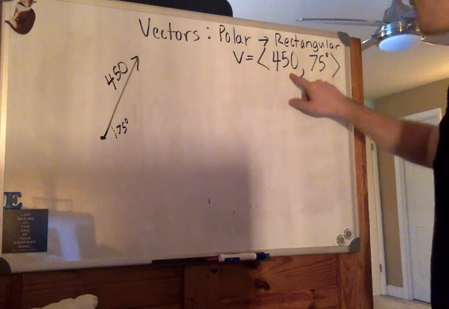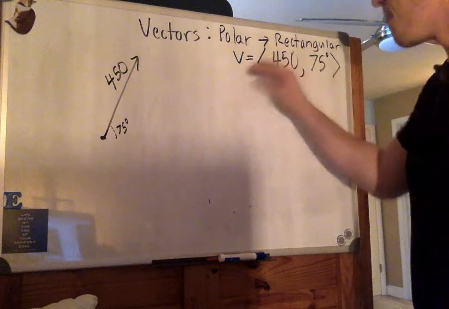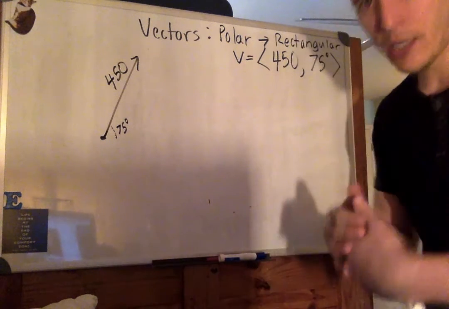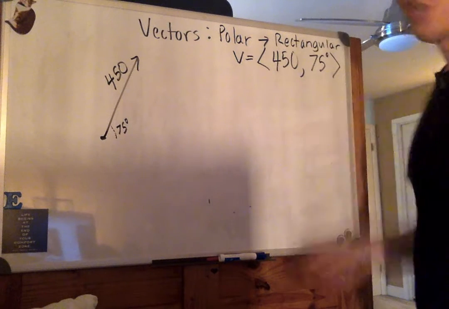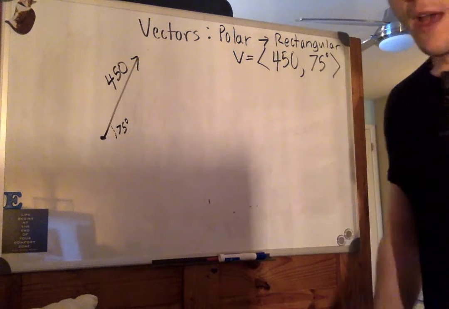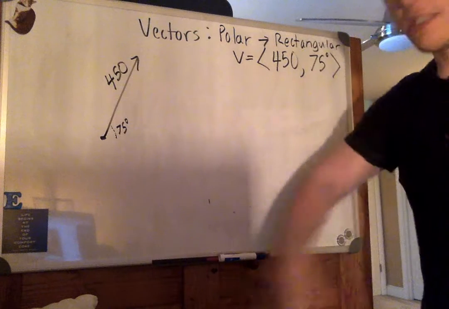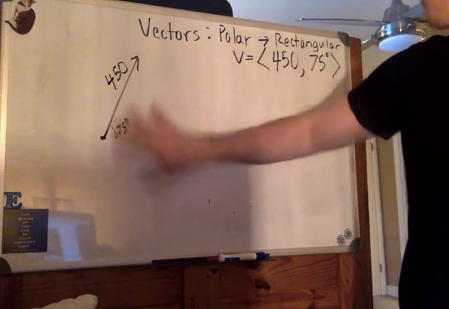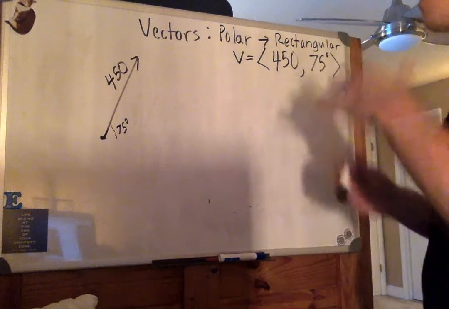It says 450 units out, 75 degrees. The vector is the same thing. This represents the magnitude, so like how powerful a force is. And then the direction just tells you which direction it's pointing. These directions are the exact same as they would be on the unit circle. So 75 degrees, you know, is in quadrant 1, which you can see I've kind of represented here.